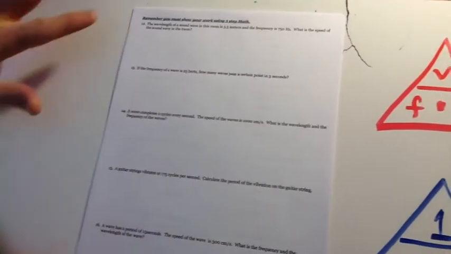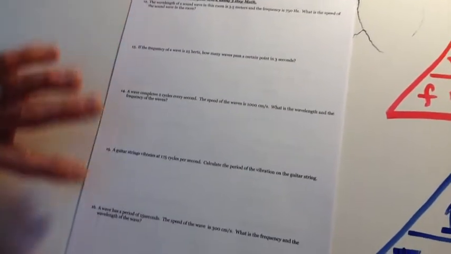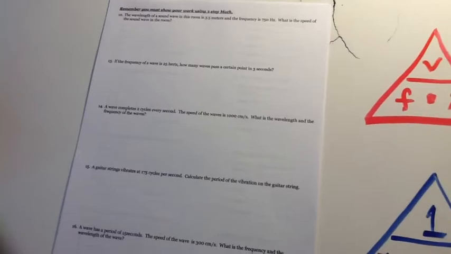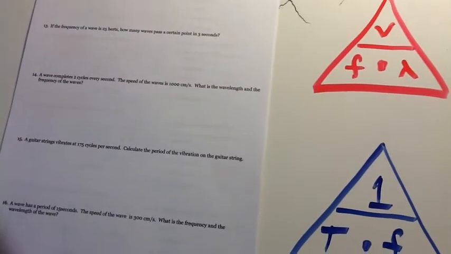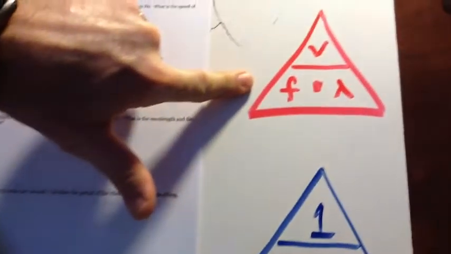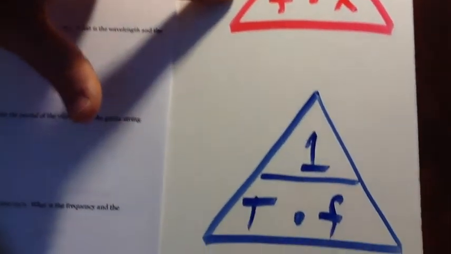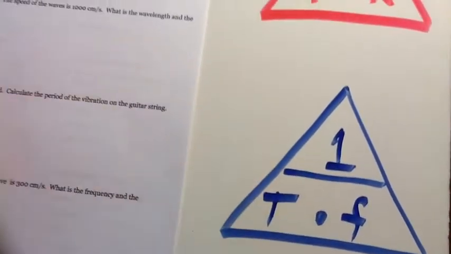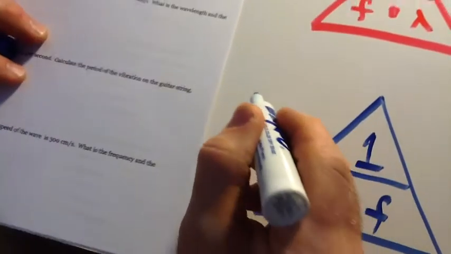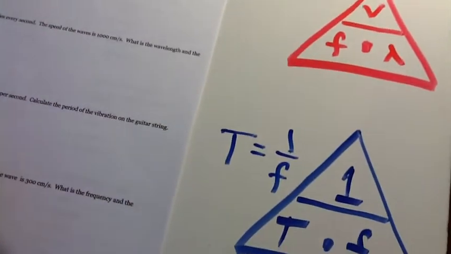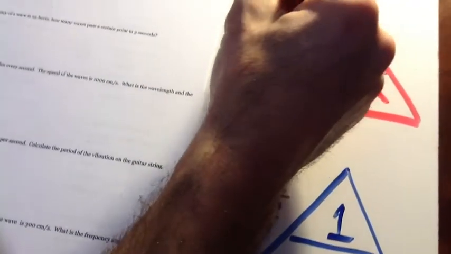All right, for the next 5 problems, 12 through 16, we have to apply 2 equations that we're responsible for in this unit. Here I'm showing you the triangles. Velocity equals frequency times wavelength. In here, period equals 1 over the frequency. So our base equation for this triangle is period equals 1 over the frequency. And the equation that everyone has to memorize for this is velocity is frequency times wavelength.